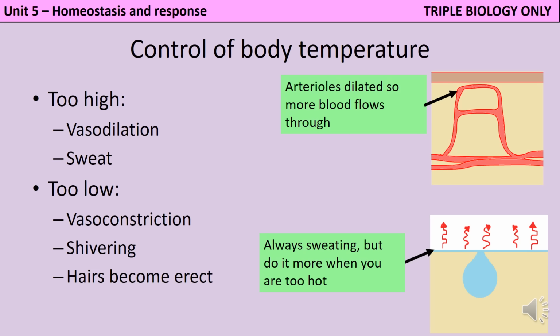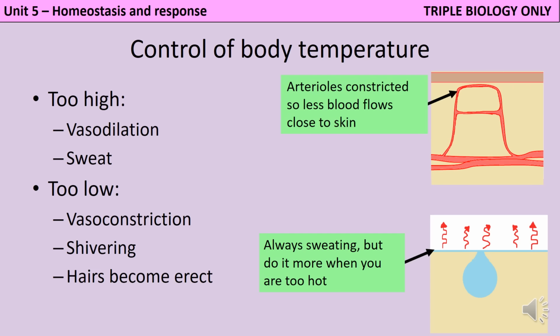As the warm blood passes through the arterioles, more energy can be lost to the environment. Additionally, it's possible for the body to start sweating more. The sweat absorbs energy from the skin and evaporates, and this cools the body down. It's important that you understand that the body is sweating constantly, but when you're hotter, you sweat more.